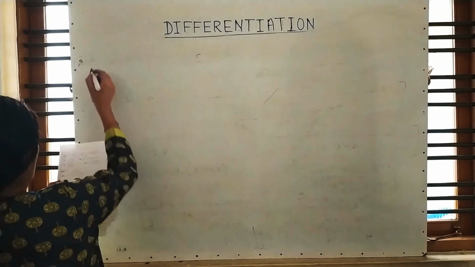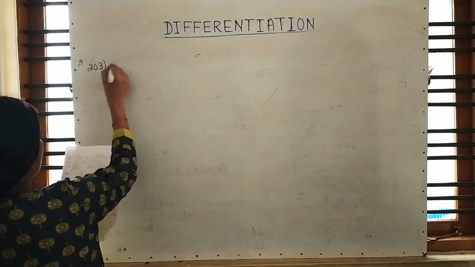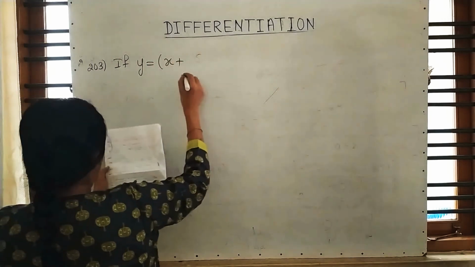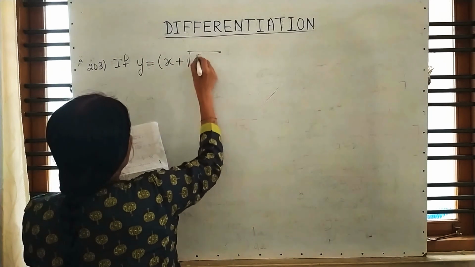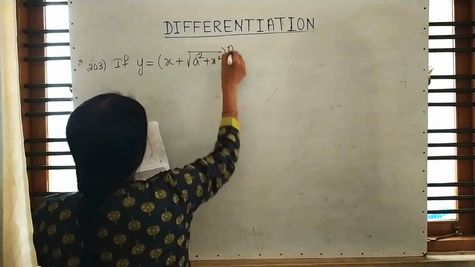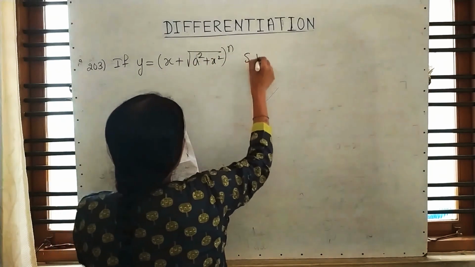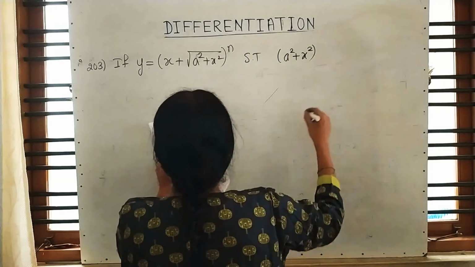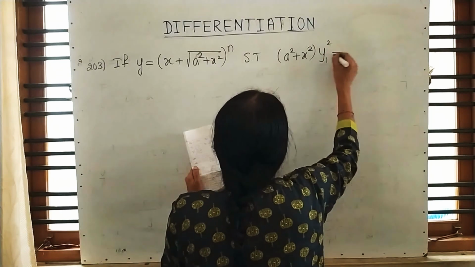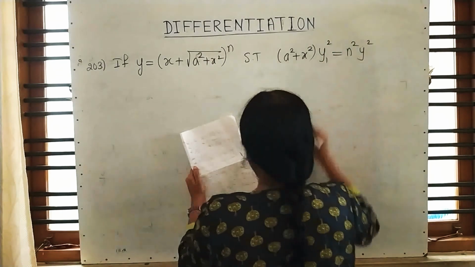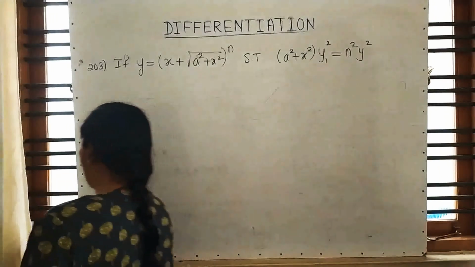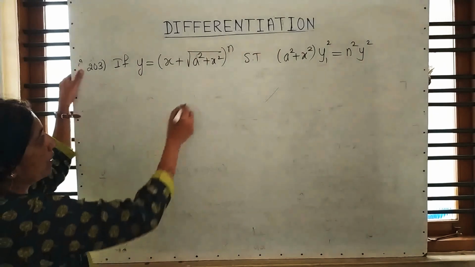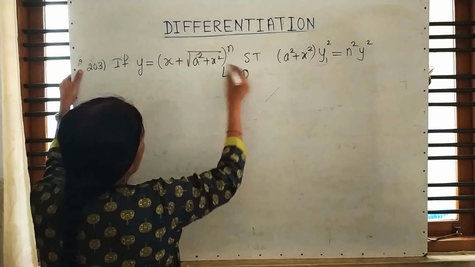Question number 203. If y is equal to x plus root of a square plus x square raised to n, show that a square plus x square y1 square is equal to n square y square. y1 is nothing but dy upon dx. Let us call this as equation 1.